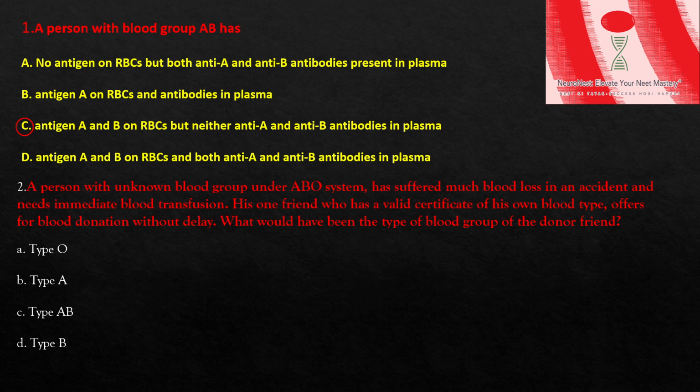A person with unknown blood group under the ABO system has suffered much blood loss in an accident and needs immediate blood transfusion. His friend, who has a valid certificate of his own blood type, offers blood donation without delay. What would have been the blood group of the donor friend? If you know which blood group is the universal donor, or which blood group is the universal recipient, you must know that the universal donor is type O.